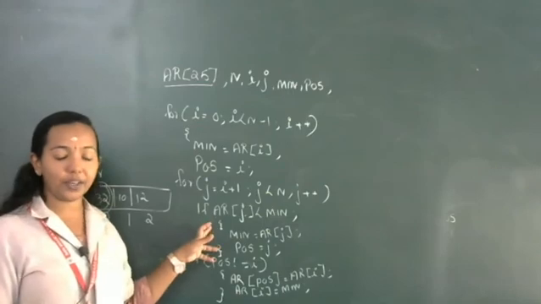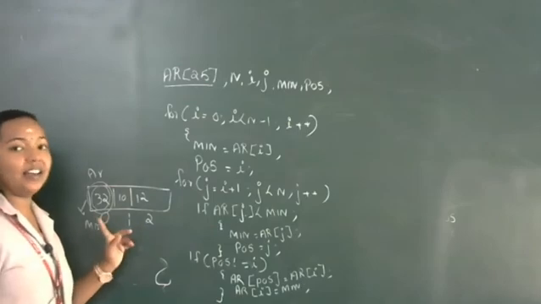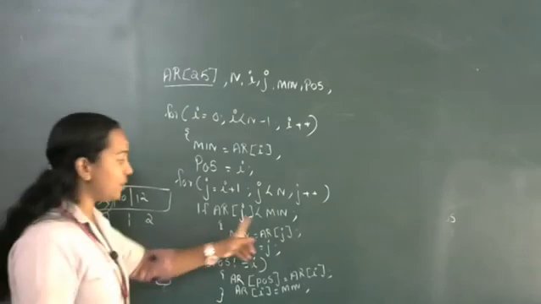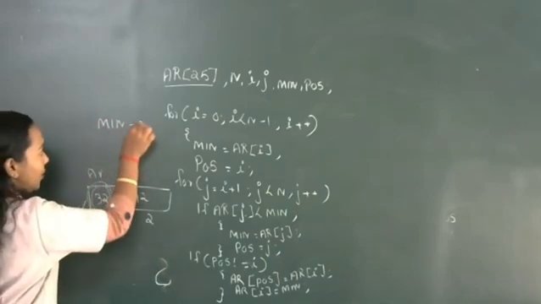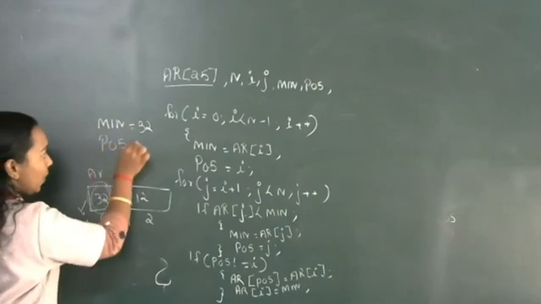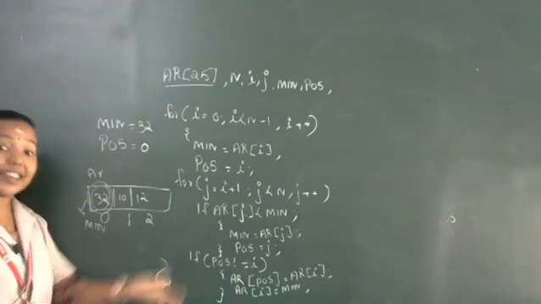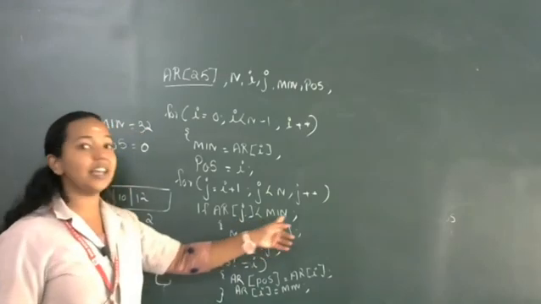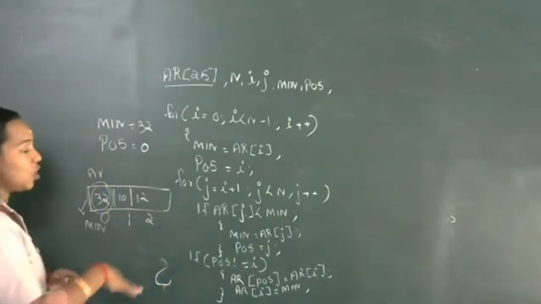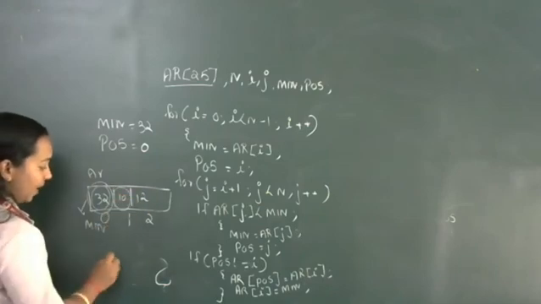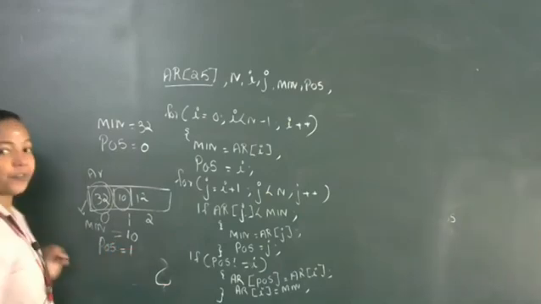So what we are executing here: if AR of j, which means the next location, is less than the minimum value. At the initial stage, min is equal to 32 and pos is equal to 0. After the first comparison, if AR of j is less than min, that means the next location is less than the minimum value. What do you want to do? We are changing the value of min. So min is equal to 10 and pos is equal to 1.